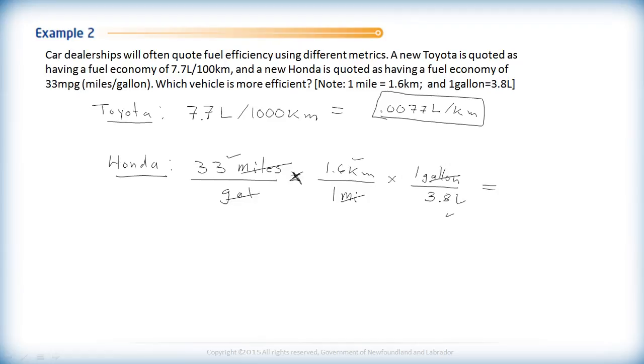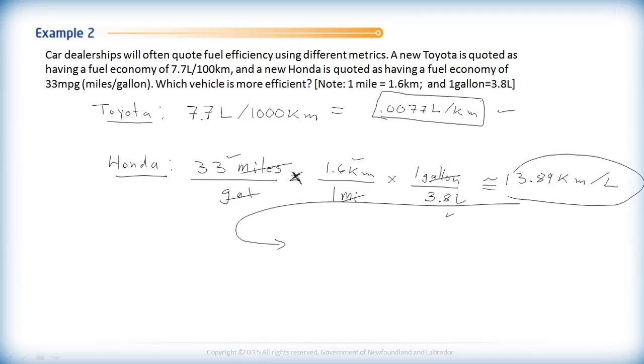Okay, so that's going to give me an answer of 13.89, roughly. Now look at what's funny about this. That's going to give me kilometers on top per liter, whereas the other one was in liters per kilometer. So to get this one correct, I've got to take the reciprocal of that. So 1 divided by 13.89, and I've got 0.072 roughly. So this gives me 0.072. Okay, and that's going to be liters per kilometer.